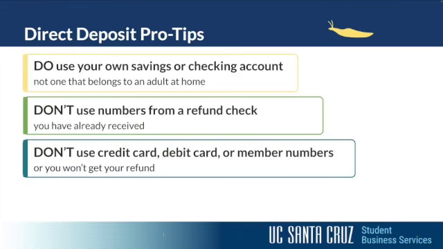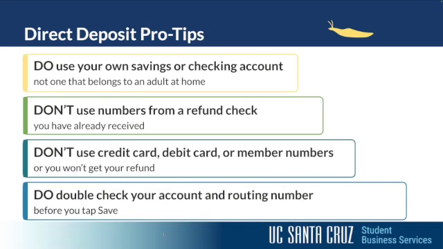Here are some tips to help you set up direct deposit correctly so you can get your money fast. First, sign up with your own savings or checking account, not one that belongs to an adult at home or a friend. The account should have you as the primary account holder and use your Social Security number or ITIN.